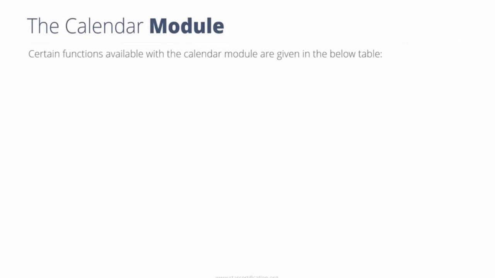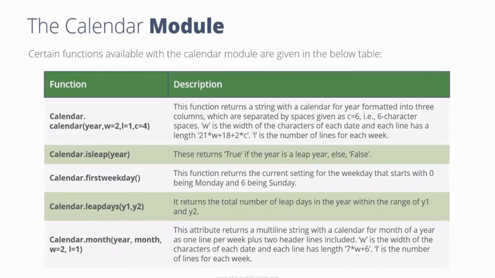The calendar module in Python supports the calendar-related functions, which provides a detailed calendar for a specified month or year. Monday is marked as the first day of the week by default and Sunday the last. There are certain functions that are available with the calendar module and are given in the table displayed on the screen.